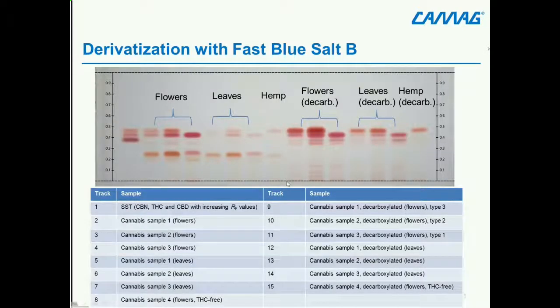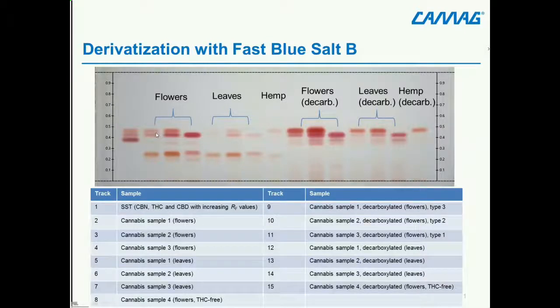After derivatization, a blade with separated cannabis samples can look like this. And now this is especially the strength of HPTLC, that you can clearly distinguish the different sample compositions side by side visually. So here we have our system suitability test on the first track with the cannabinoids cannabinol, tetrahydrocannabinol, and cannabidiol with increasing RF. And then we have here 3 different cannabis types.